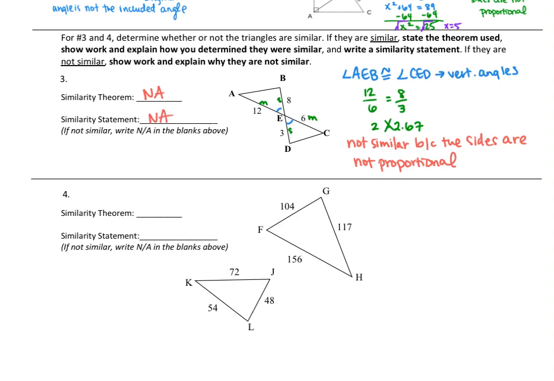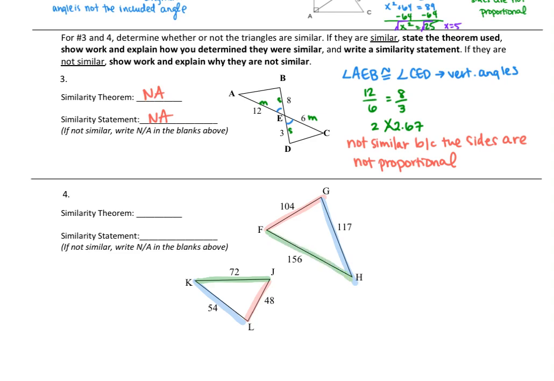All right, number 4. So in looking at this, the given information is all 3 sides. So it makes me want to check side, side, side. But in order to check side, side, side, we have to match up our corresponding sides. So I'm going to match up my small sides. I'm going to match up my medium sides. And I'm going to match up my large sides together.